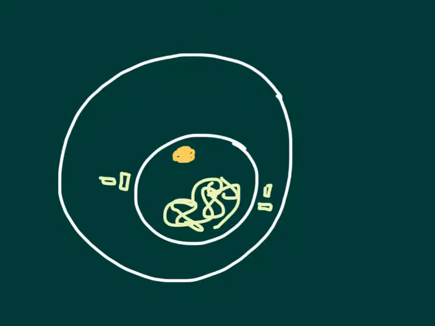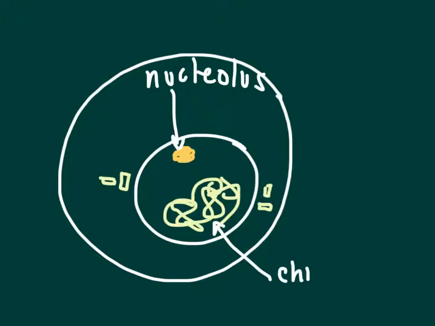Did we label this picture yesterday? Yes. All right, what did we label? That thing. Nucleolus. Oh yeah, that was the last thing we did. And did we label this thing? Chromatin. Chromosomes. Chromatin. Synthesis.